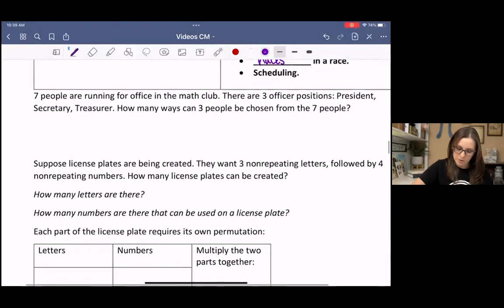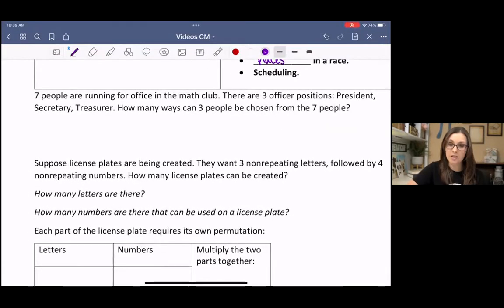So let's see. 7 people are running for office in the math club. How cute. There are 3 officer positions: president, secretary, treasurer. How many ways can 3 people be chosen from the 7 people? So first, when we read this, we need to decide, is this a permutation or a combination? Obviously, since this lesson is over permutations, it's not going to be a combination, but I want you to be able to narrow that down further if you are given lots of different examples and you have to choose whether it's permutation or combination.